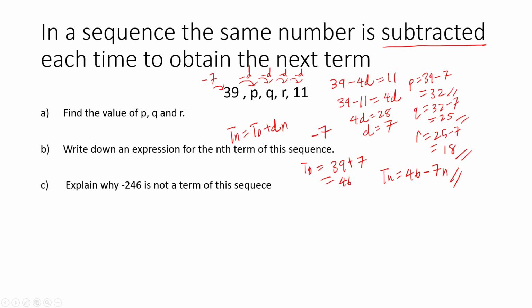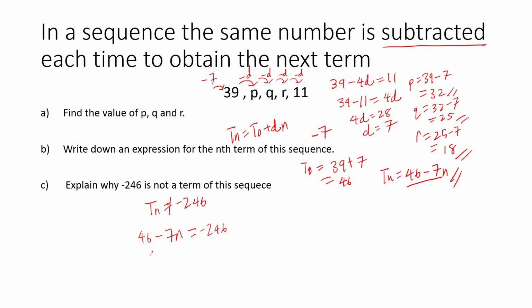Explain why -246 is not a term of this sequence. Similar to the previous question, you will want to prove that term n is not -246, where n has to be a whole number. So you have to prove this, not equal to. So the term n you just found is 46 minus 7n. So 46 minus 7n, okay, is equal to -246.